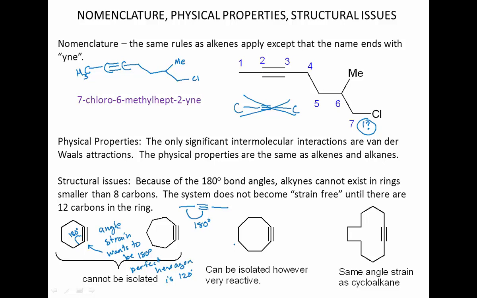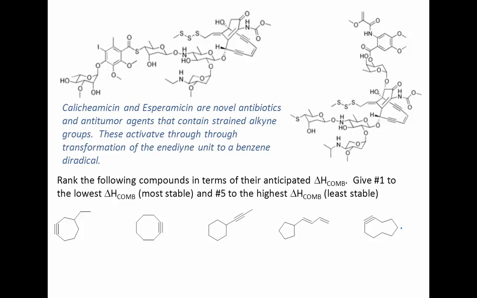It's not until we get to a 12-membered ring, shown like I've shown here, where the angle strain associated with an alkyne totally disappears. Okay, strained alkynes have been a feature in the design of some relatively novel antibiotics that have recently been discovered. Because these alkynes are so strained, we're just going to take this part of the molecule here.